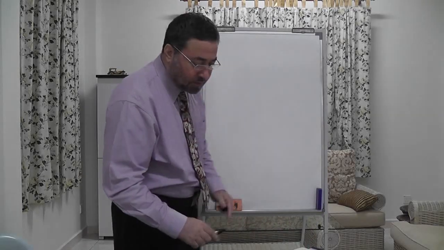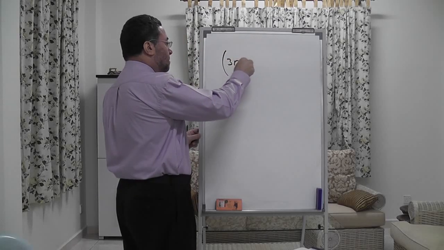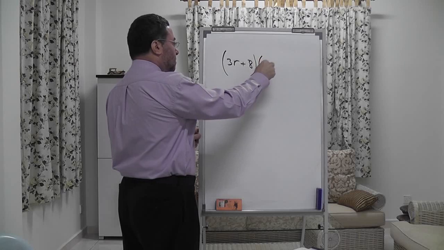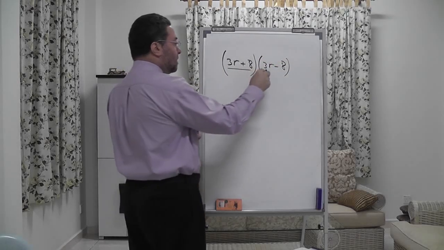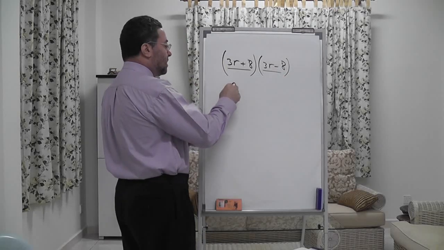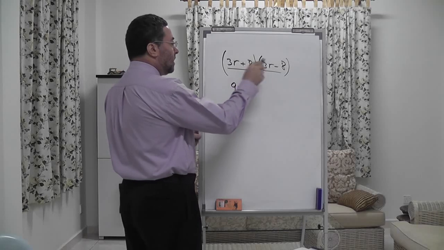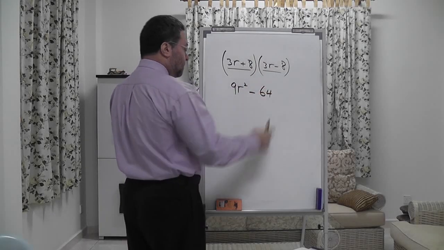Written exercises starting with number 14 on page 235: 3r plus 8 into 3r minus 8. Here we have the sum multiplied by the difference of two numbers. So we get the square of the first, that's 9r squared, minus the square of the second, and that's 64.